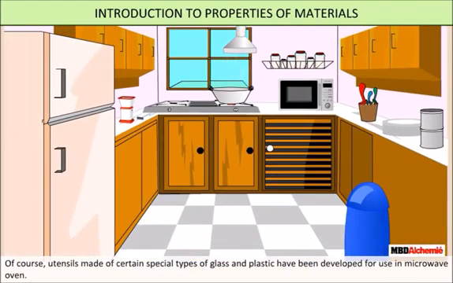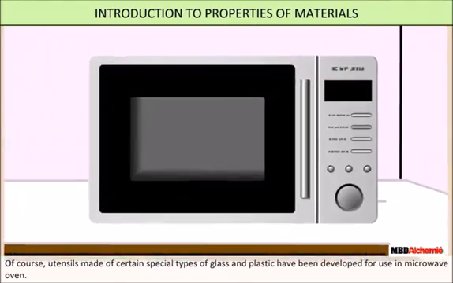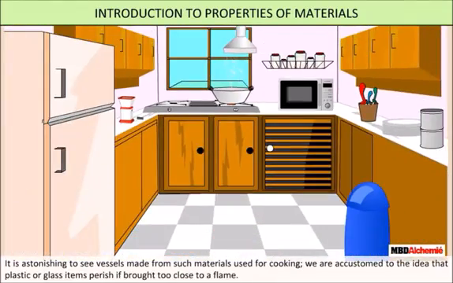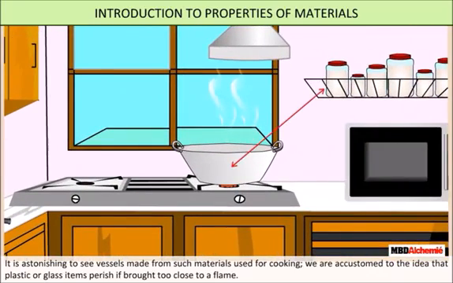Of course, utensils made of certain special types of glass and plastic have been developed for use in microwave ovens. It is astonishing to see vessels made from such materials used for cooking. We are accustomed to the idea that plastic or glass items perish if brought too close to a flame.